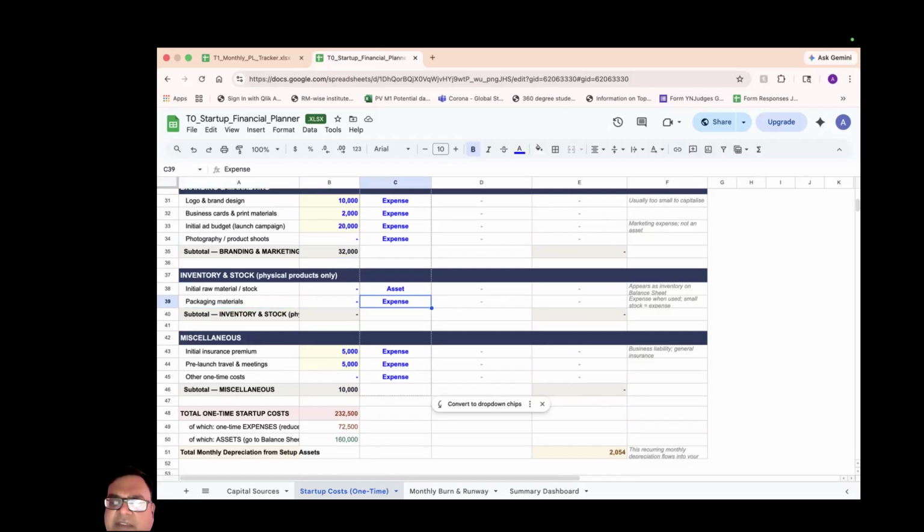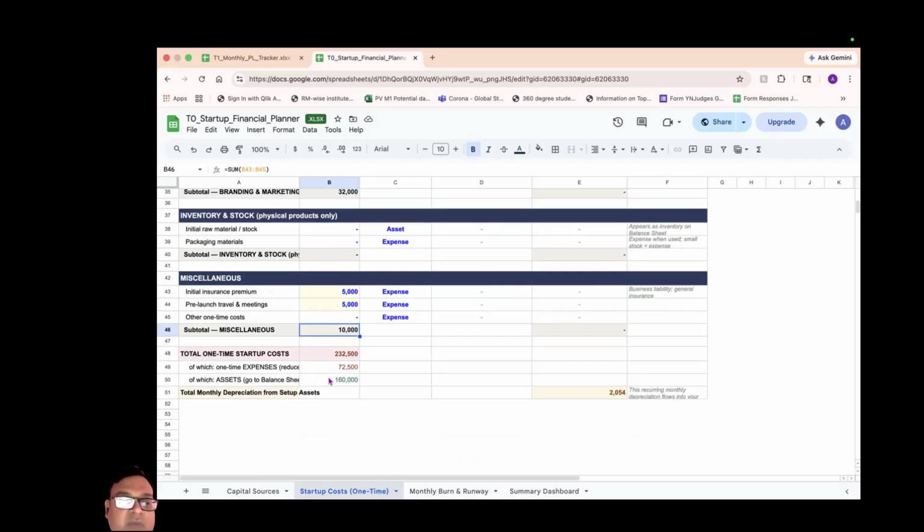But currently we don't have this. Okay, there are some miscellaneous items. It could be insurance premium, it's an expense. Then pre-launch travel meetings, just budget that. There could be some other one-time petty cash expenses. Total 10,000 rupees. So the total one-time cost is B10, B21, 28, 30, 46.